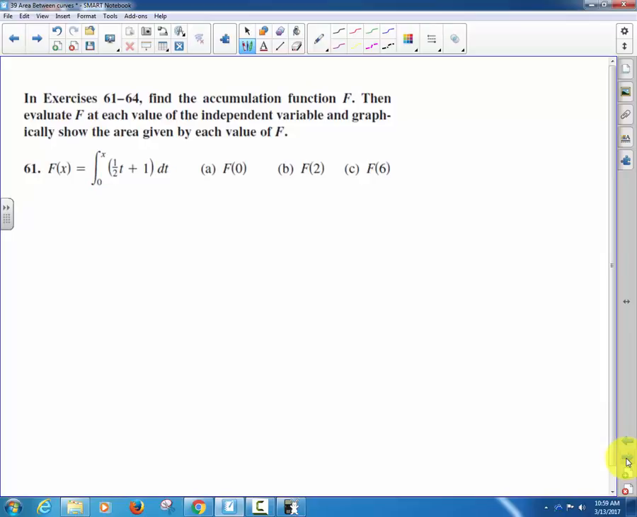It says find the accumulation function f. So let's focus on this part here. What does that mean do? What do you think you should do to find out what f is? Well, it tells you what f is. What does it mean to find it then, you think?